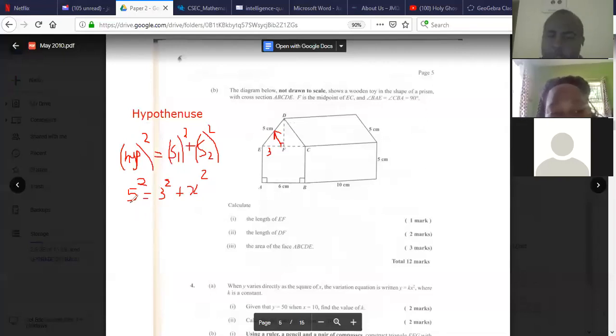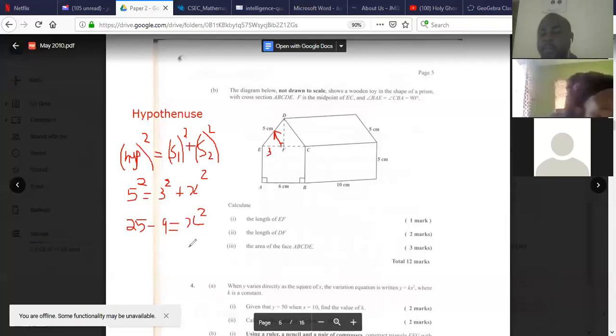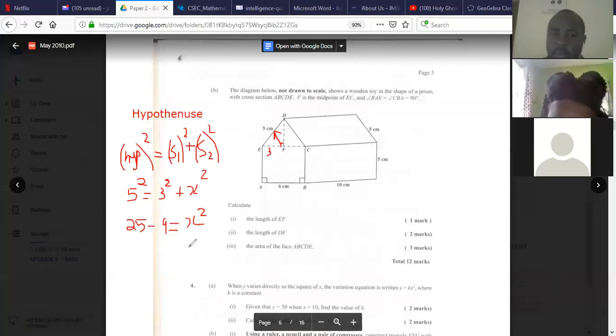So I'm going to simplify everything. 5 squared is 25. So I'd get 25 minus 3 squared, which is 9, equal to x squared. Work that out now. 25 minus 9 is what? We can use a calculator. 16. So we have 16 equal to x squared.